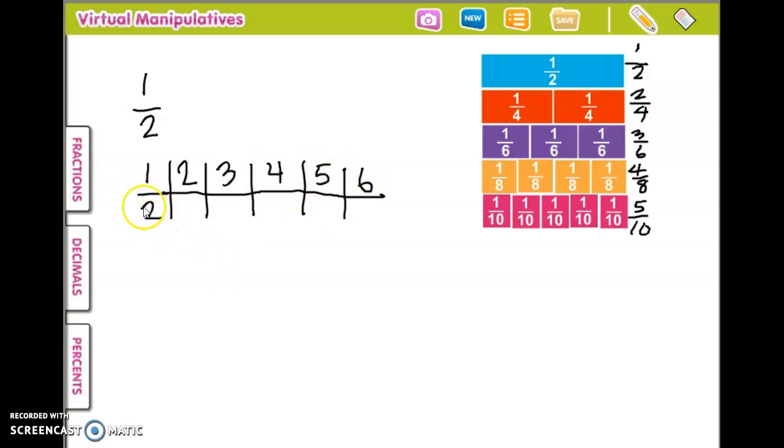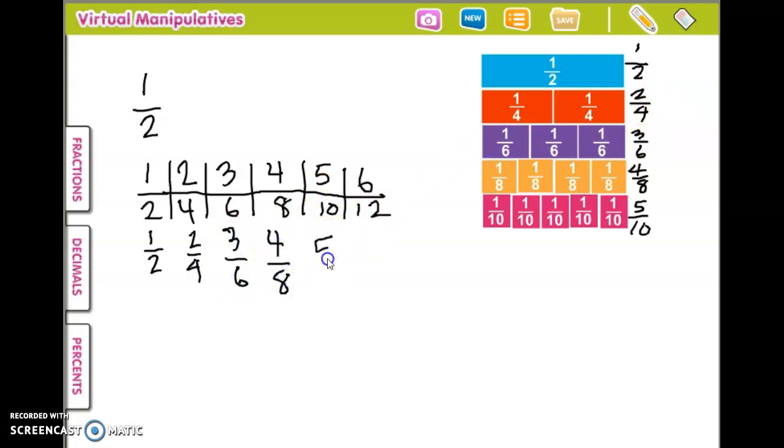Since the denominator is a 2, I'm going to count by 2s. 2, 4, 6, 8, 10, 12. Now, if you notice here, we have 1/2, 2/4, which is over here, 3/6, which is here, 4/8, again we showed, 5/10, and if we continued, we would find 6/12. And if we continued even further, 7/14, and so on.